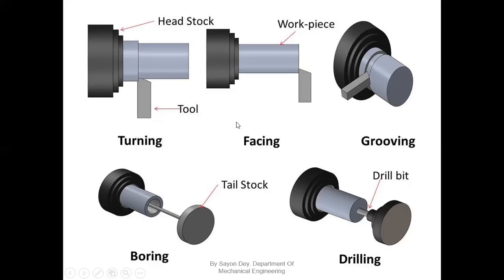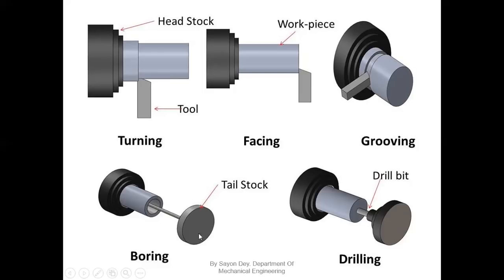Okay, next is facing. We can see the cutting tool position is changed in case of facing, and if we want to reduce the length of our job, then we have to prefer this operation. This is called facing. Another operation is grooving. If we want to cut any slot in our job, then we have to prefer this operation, grooving.